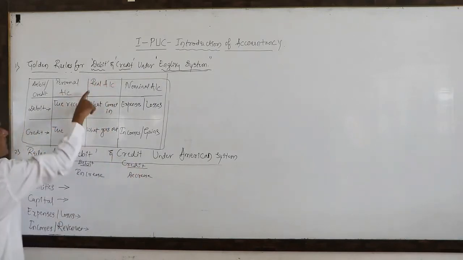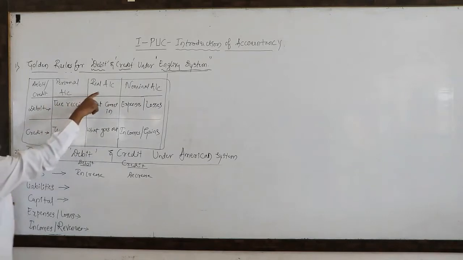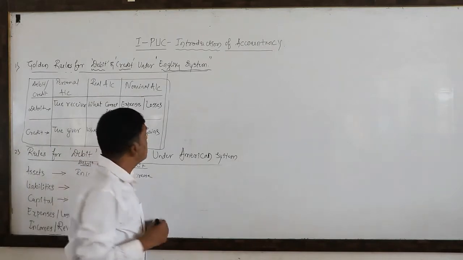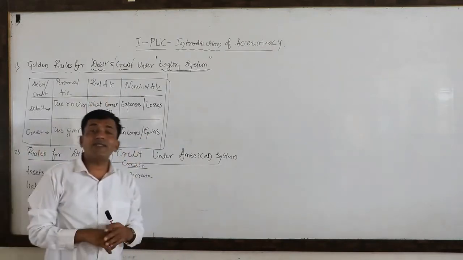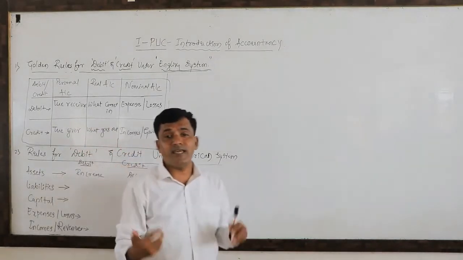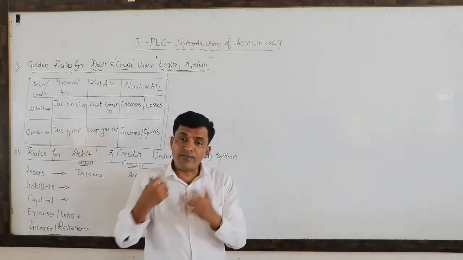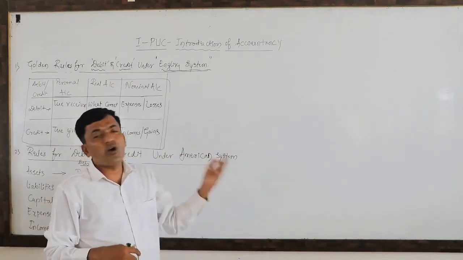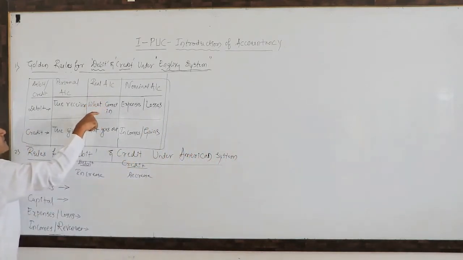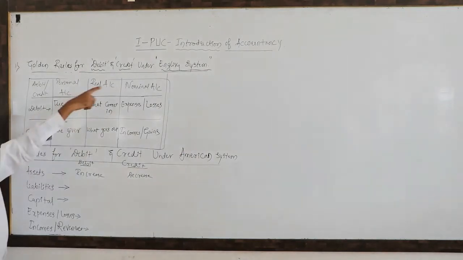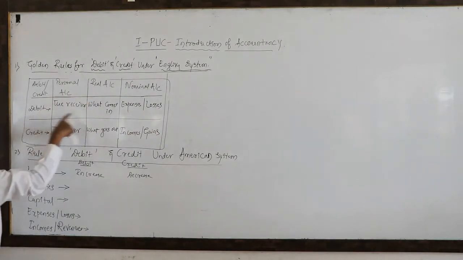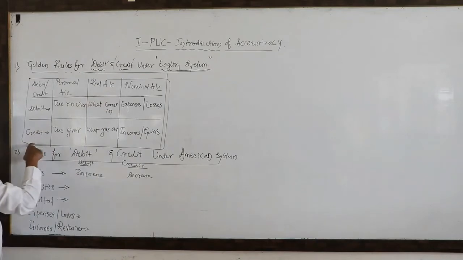The second is the real account, meaning the account of real things. Only things come under the real account. What are the activities of things? If you purchase a book, the book comes in. If you sell that book, it goes out. When it comes in, we debit it as per the English system. The rule says: under the real account, debit what comes in, credit what goes out.